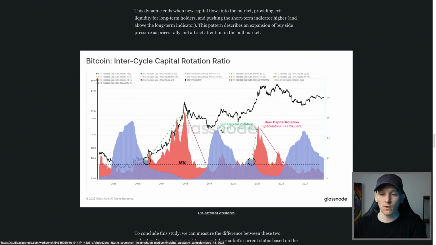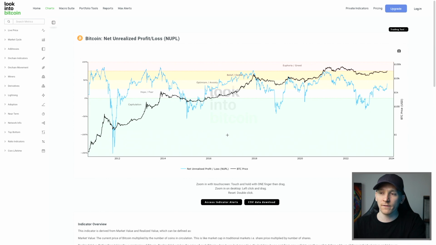2 cycles you've got to be in if you want to make that 10x of your portfolio, buying both bear markets, right, and then selling some to speculators at the top of a bull market. We're going to look at something else, which is net unrealized profit and loss. This actually takes realized cap as well, I believe. So it's a similar thing, but it basically gives us like a score of where the Bitcoin market is.